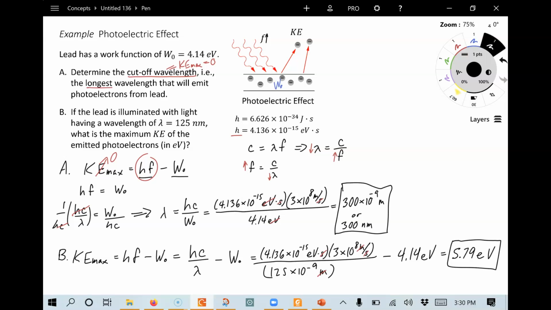Since the photon has a lot more energy than in part A, the photon is able to deliver all that energy to the electron. Part of that energy, 4.14 eV, is used to kick it out of the metal, but then there's still 5.79 eV left, which goes into the kinetic energy of the electron.